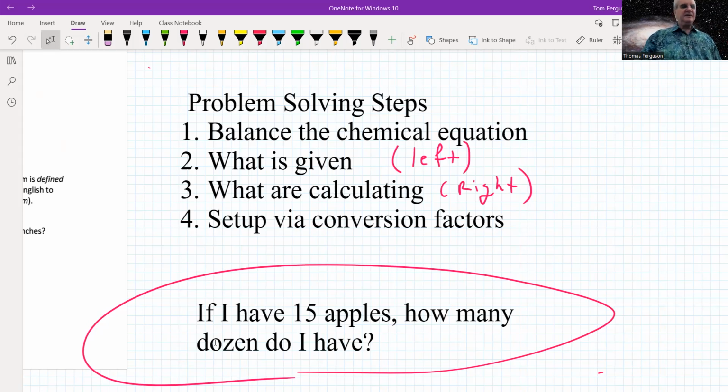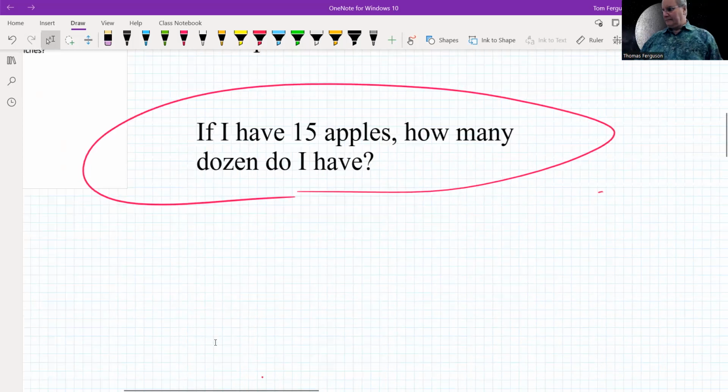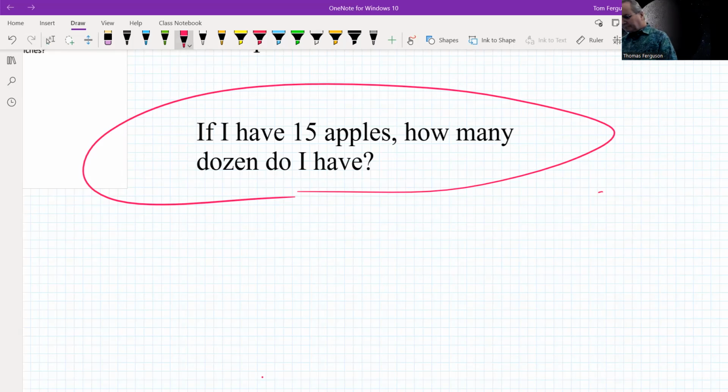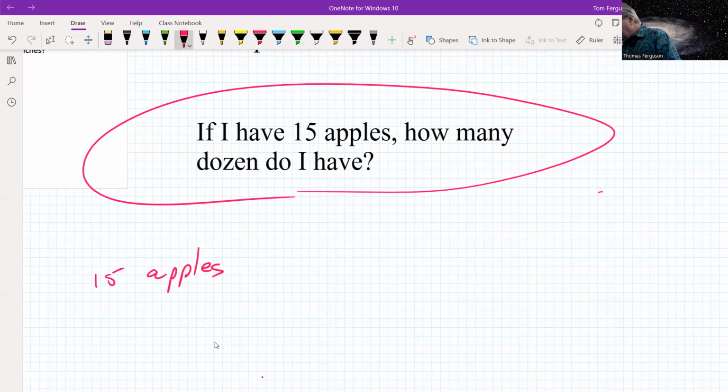We have 15 apples. How many dozen do we have? Okay, so look for the number. This is 15. 15 what? Now, there's another unit in there as well. There's no number associated with it. That's what we're trying to calculate. So the given goes on the left, the thing to be calculated on the right, and what goes in between is going to be the conversion factors or fractions. Again, this is a review. You should already have this in your notes. Starting with 15 apples, and we want to go to dozen.